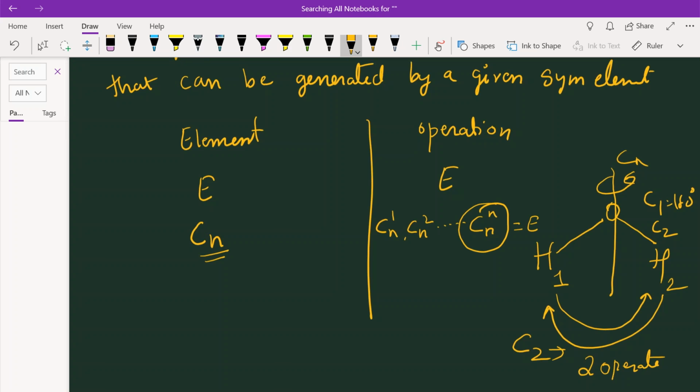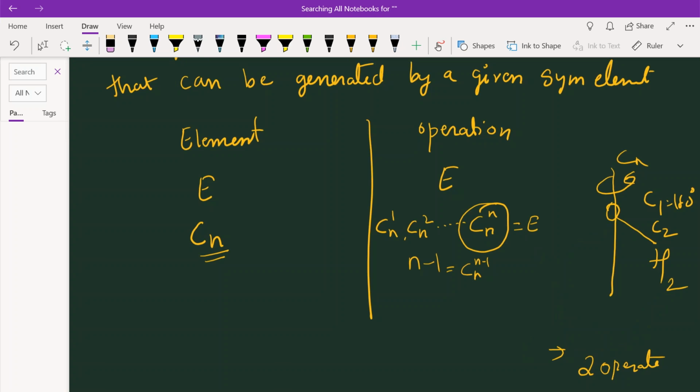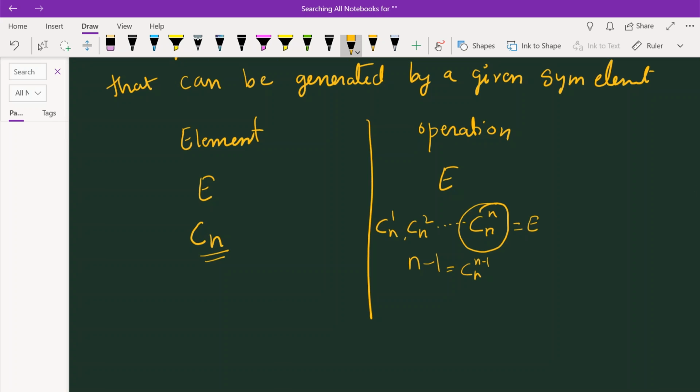So the number of operations is n minus 1. If you operate n minus 1 times, you will get an indistinguishable structure, not the identity structure. But as you apply Cn n times, you will get E, the identity operation. So the number of operations is n minus 1 in the case of the principal axis.